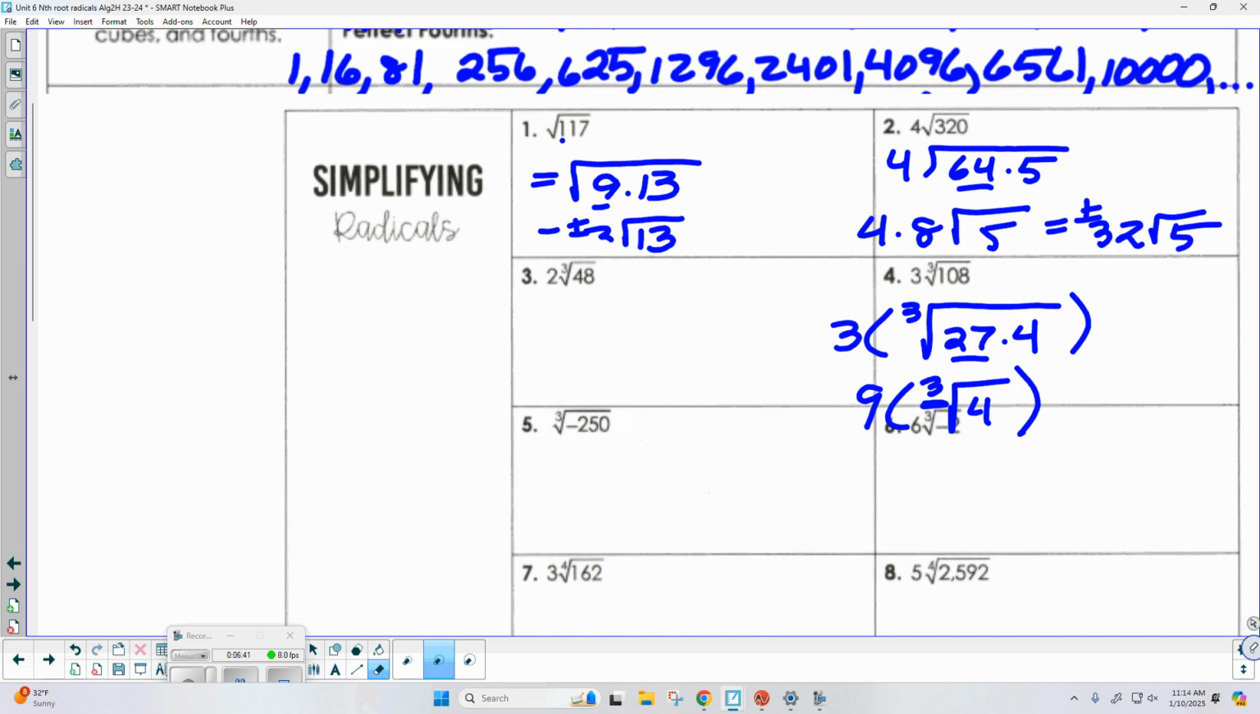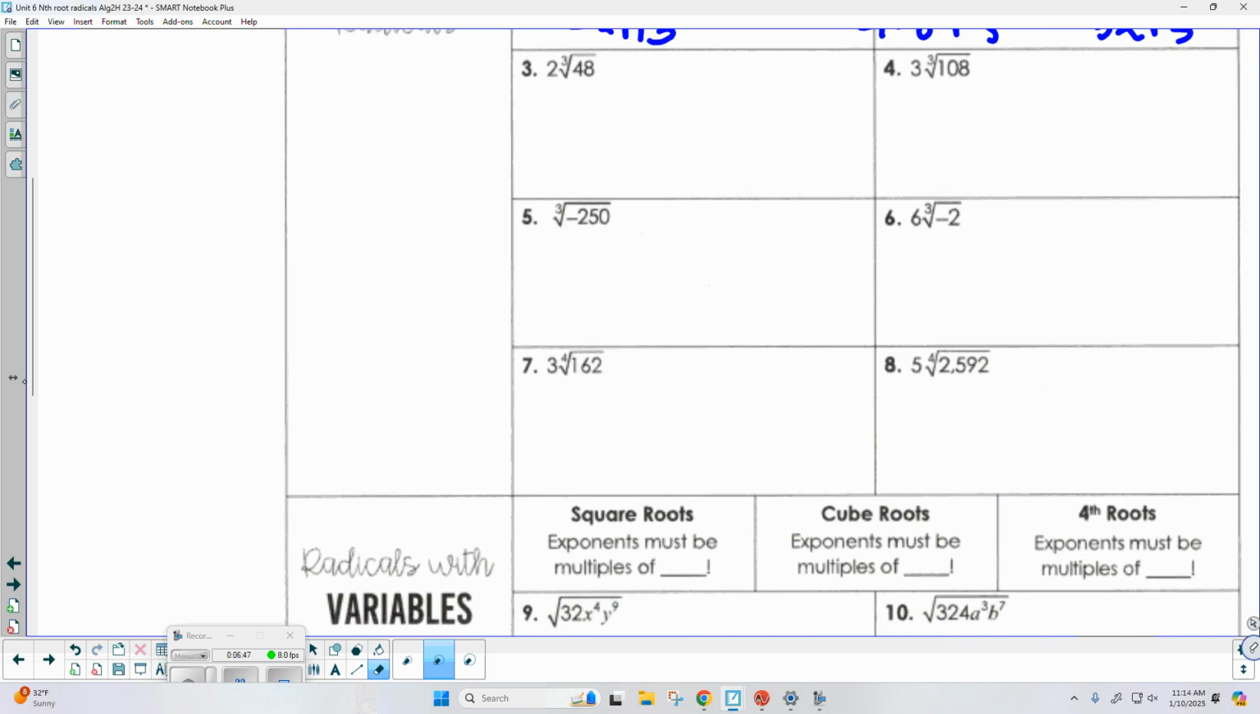Okay. So let's try number 5. And if you have any questions, definitely let me know. Okay. So this is the cube root of a negative 250. Now, good question. The radicand is negative. Will this go imaginary? It's odd. There we go. Okay. Will not be imaginary.